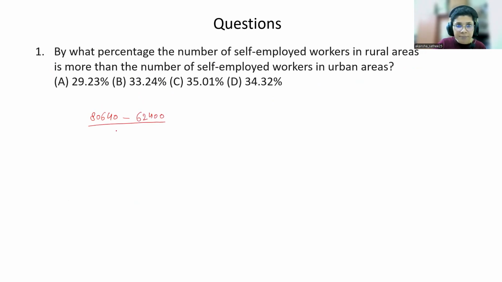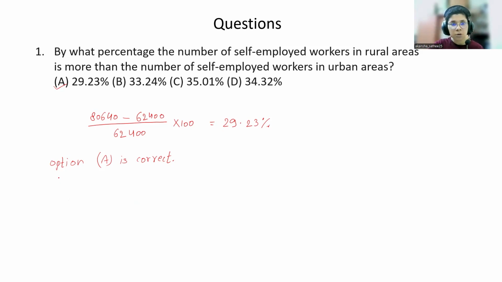So that is divided by 62,400 into 100. That is how we compute percentage. So what is the percentage of the self-employed workers in rural area is more than self-employed in urban area? So rural area minus urban area divided by total self-employed in urban area, and this is equal to 29.23%. That is option A is correct.